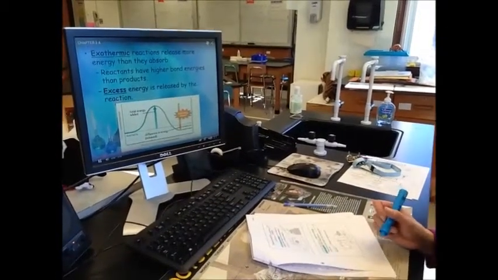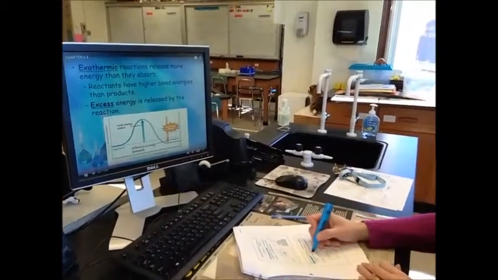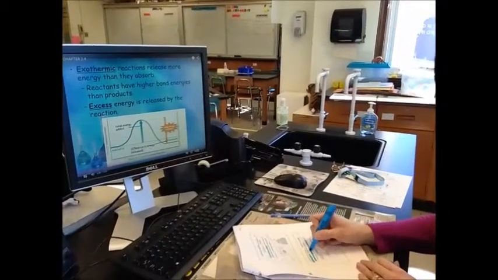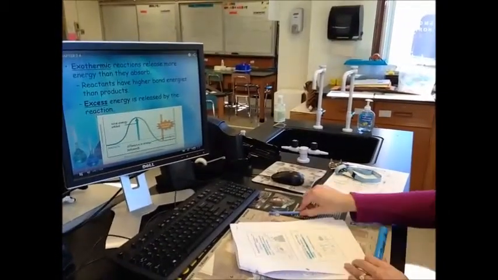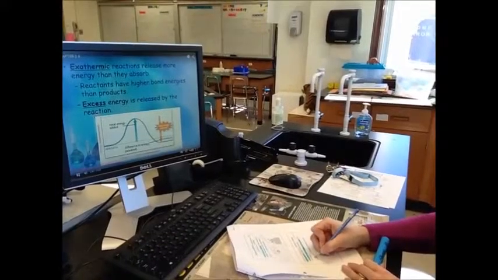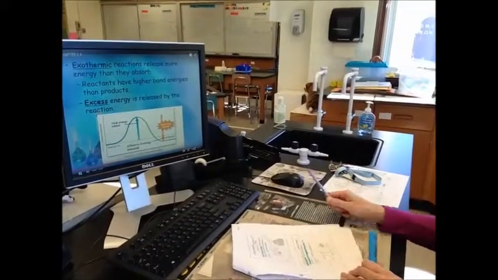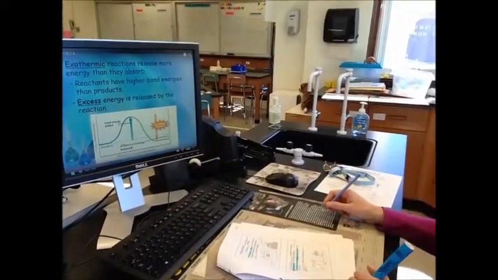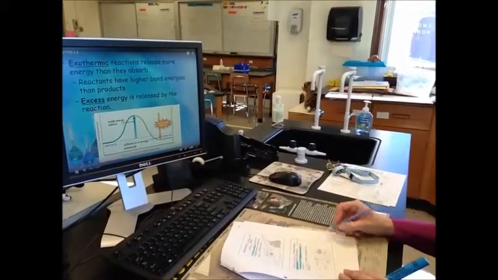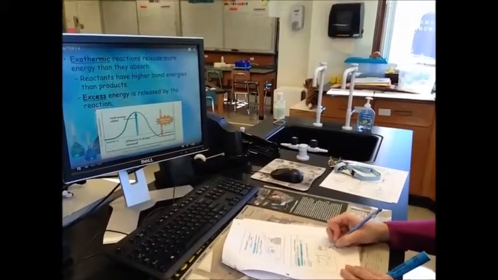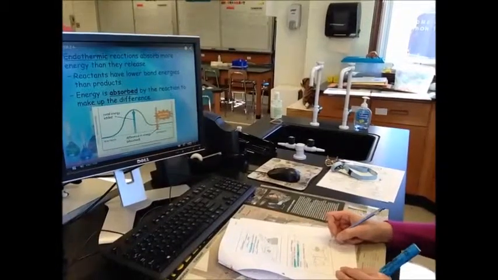The reactants will have higher bond energies than the products. Higher bond energies. Excess energy is released by the reaction. And here they're just showing you at the end, the product's level of energy is going to be lower than the reactants. Lower. So I can add that to my diagram.